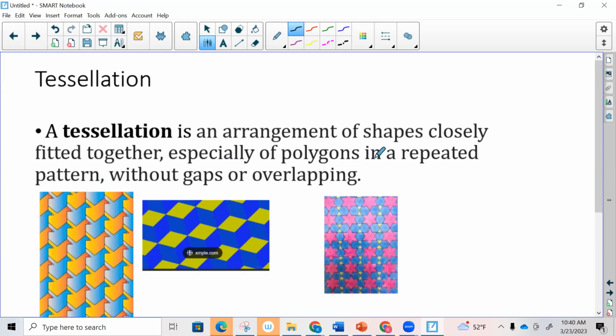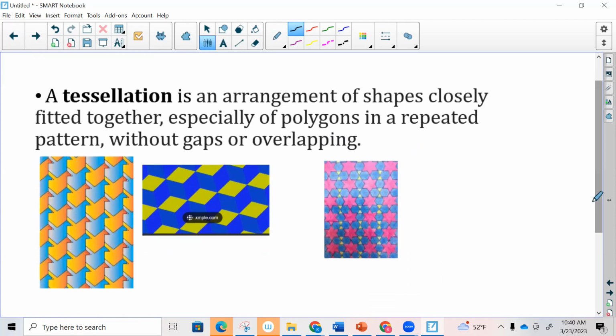So a tessellation is an arrangement of shapes or figures closely fitted together, especially of polygons in a repeated pattern, and it has to be without gaps or overlaps. Tessellations occur a lot of times in artwork, or also in buildings: the tiling on floors is a tessellation, the tiling on ceilings, or the brickwork outside of houses are all examples of tessellations where you have the same figure repeated over and over without any gaps or overlaps.